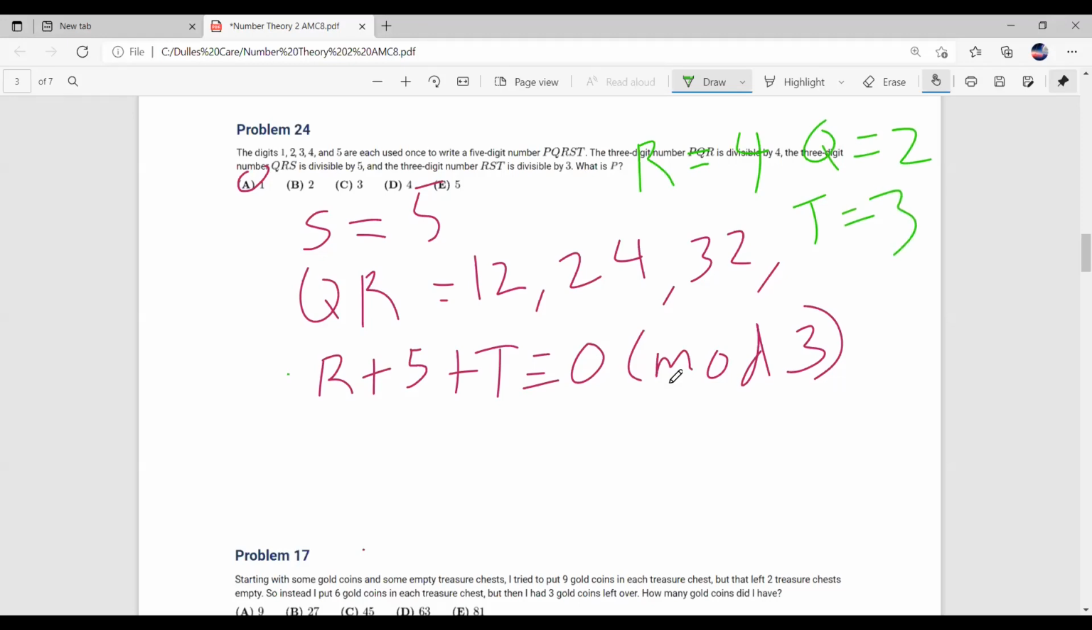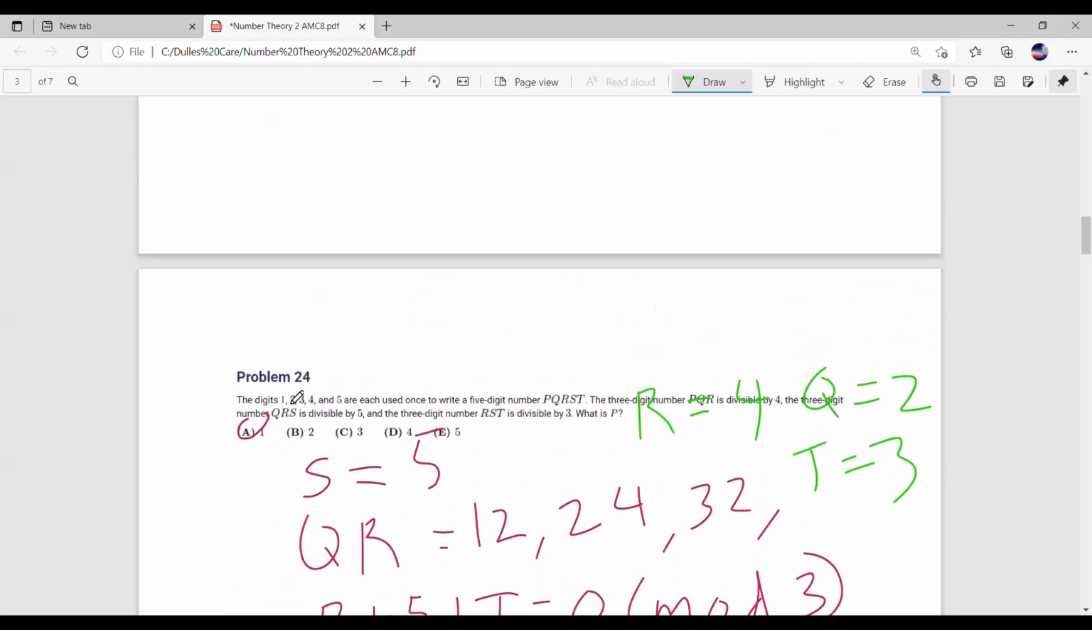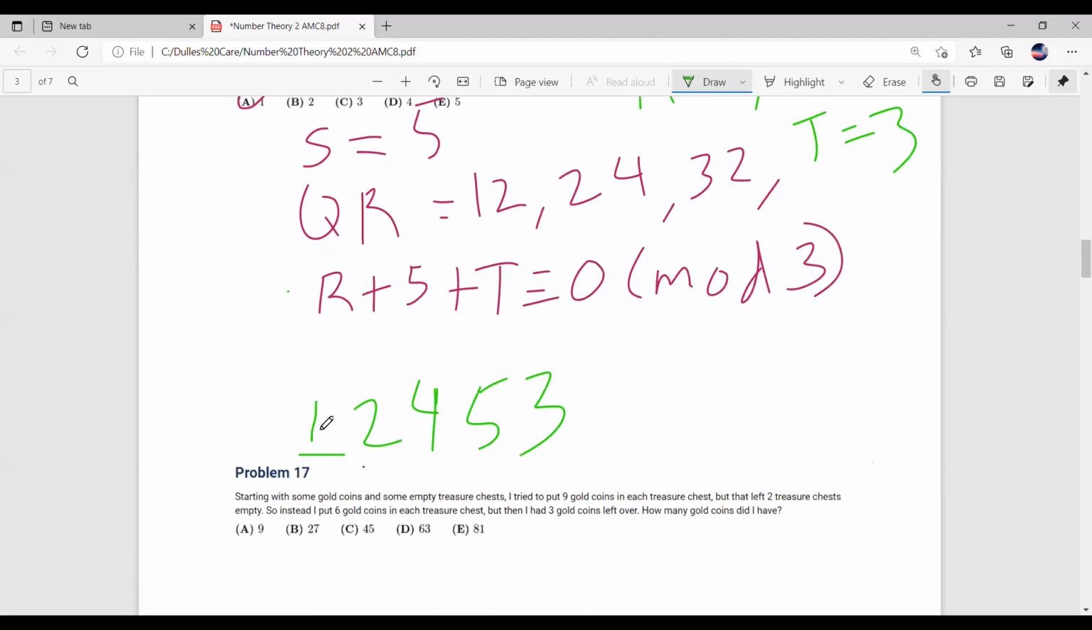So R is equal to 4, Q is equal to 2, and T equals 3. So we have essentially 2, 4, 5, 3. And now we want to find what P is equal to. The only remaining number is 1, so P equals 1. So that's how we get 1. Does that make sense?